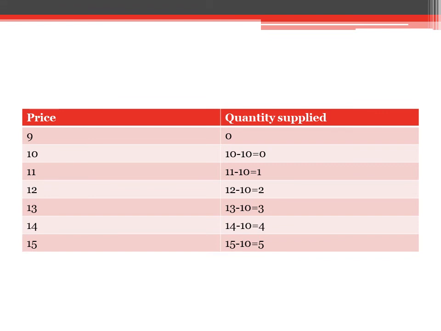When price increases to 12, supply increases to 2. Then when price is 13, quantity supplied is 3. When price is 14, quantity supplied is 4. When price is 15, quantity supplied is 5. It shows the positive relationship between price and supply. When price increases, supply also increases. This table is created by imagination, and we are all based on that assumption.